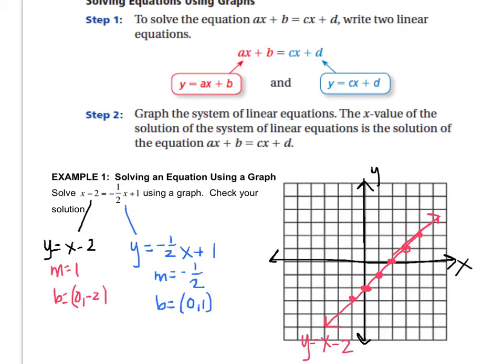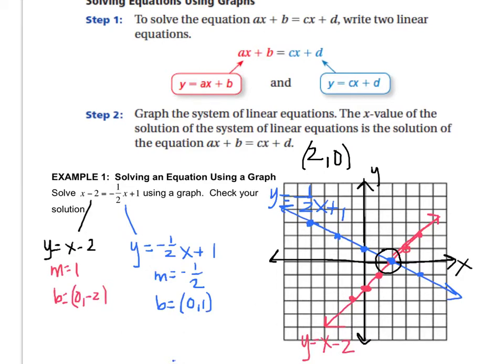Now I'll graph the other line. The intercept is (0, 1), and the slope is down 1, 2 to the right. And I'll also go up 1, 2 to the left. That will give me a few more points, and I can get a more accurate line. So you can obviously see where they're intersecting. It's right here at the point (2, 0).